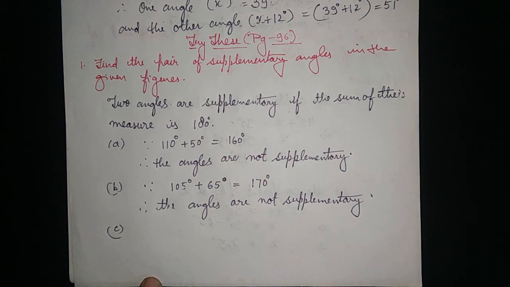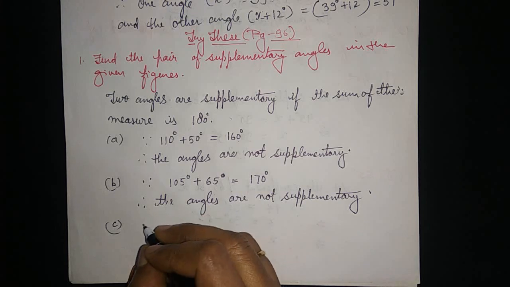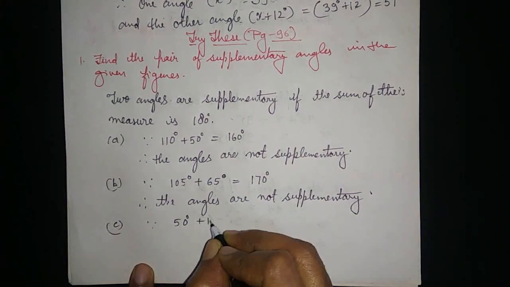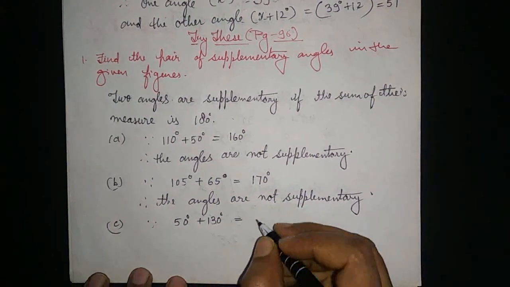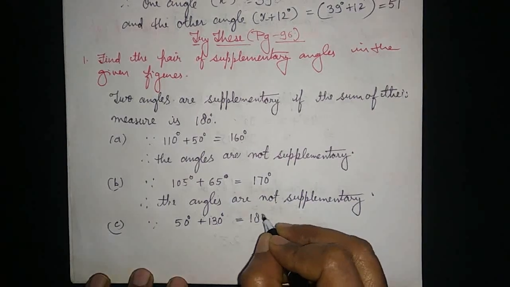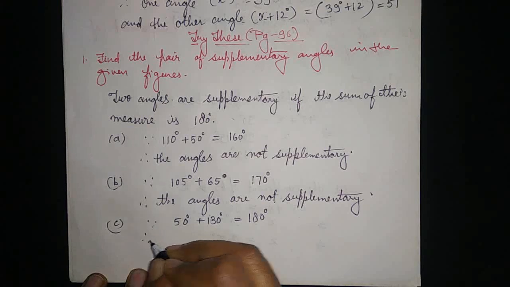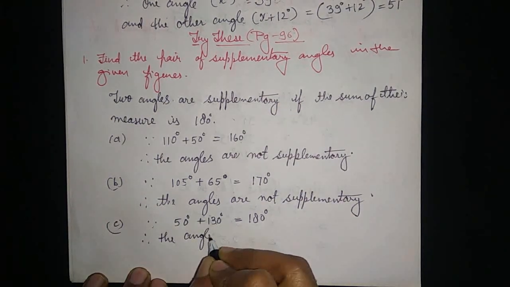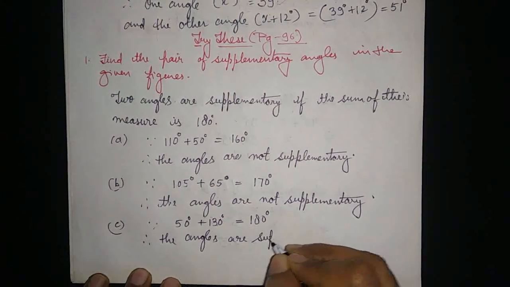Okay, now the C part. Here in the C part, the measure of given angles are 50 degree and 130 degree. Since 50 degree and 130 degree, both the angles we will add, and we will get here 180 degree. Okay, so what can you say about this? The angles are supplementary.